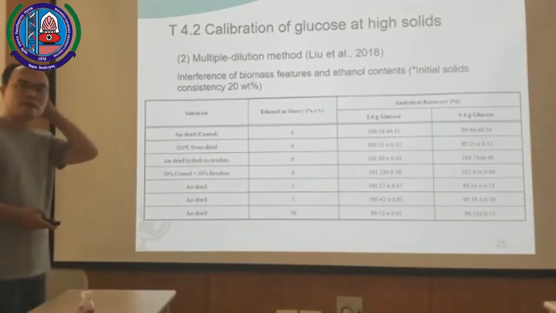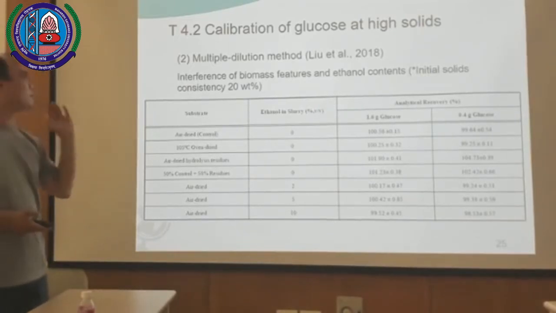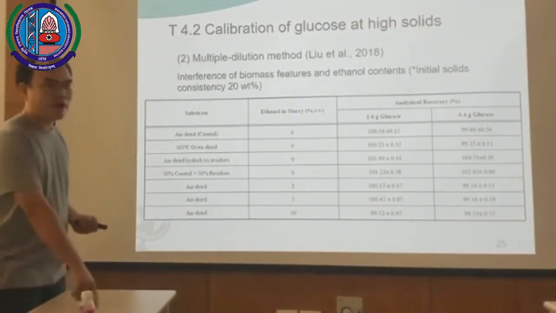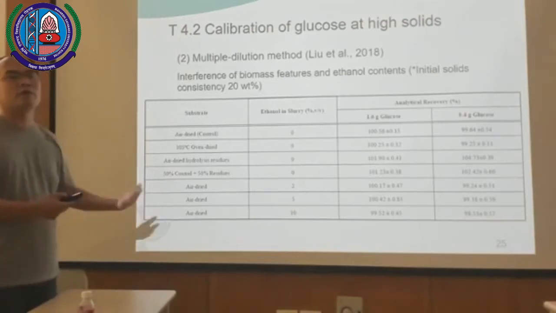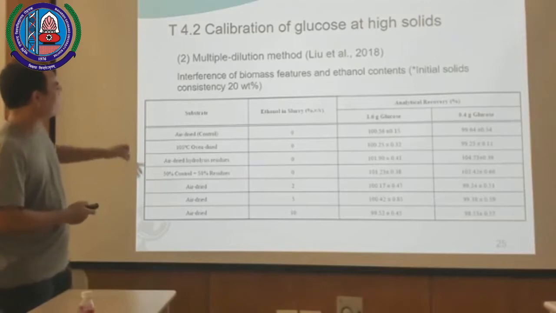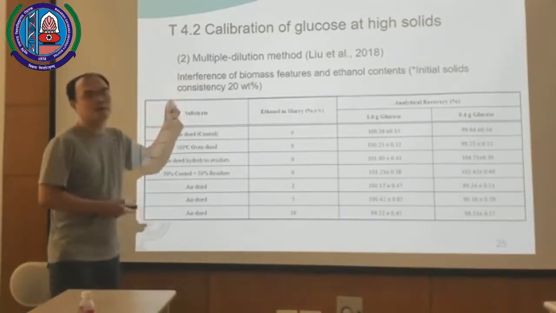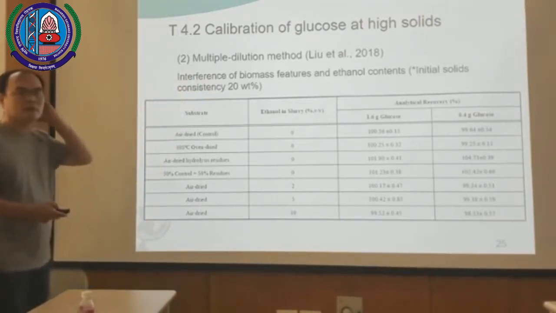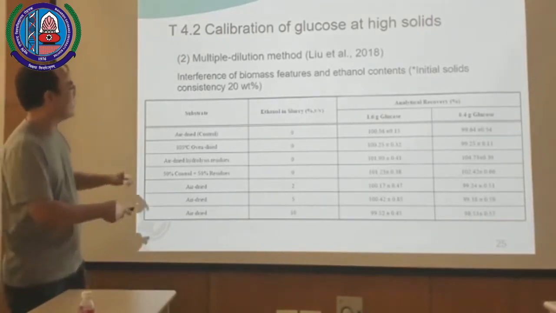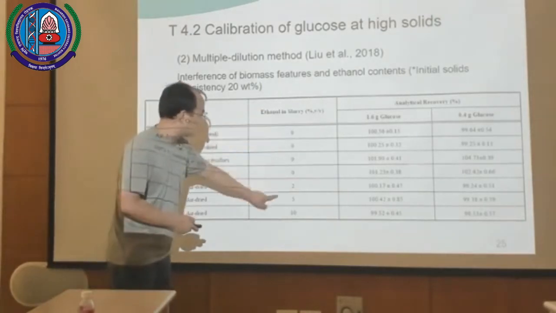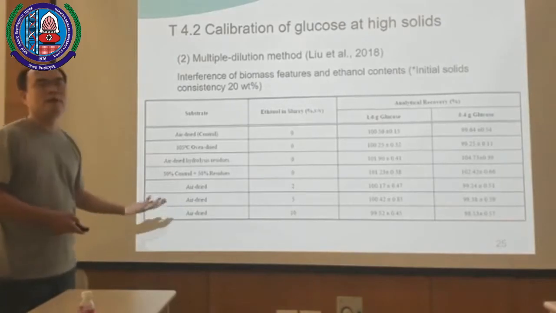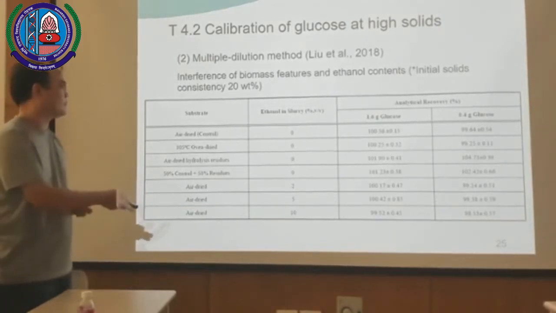Since in the SSF process there is not only glucose but also ethanol, ethanol will change a lot. Ethanol changes the gravity of the total of the components. So we have to discuss the interference of biomass by the ethanol content generated. So I tested the ethanol content in the slurry and saw that it does not influence my method. No big influence.